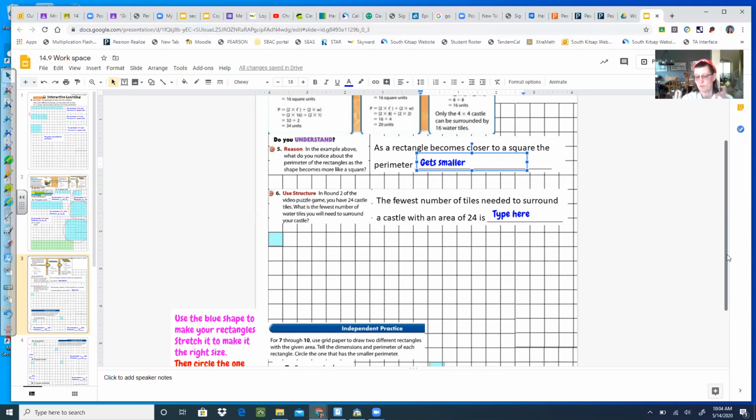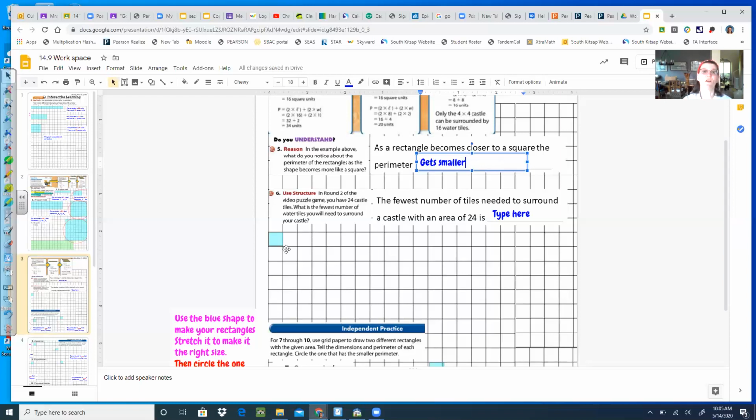So what are some numbers that multiply to be 24? Well, we have 1 times 24, but that's going to have a huge perimeter. And we wanted the fewest. Okay, 2 times 12, that's getting better. We want our numbers close to each other. 3 times 8, 4 times 6. There's no 5 times because 5 times 5 was the 25. Okay, so we want a 4 by 6.